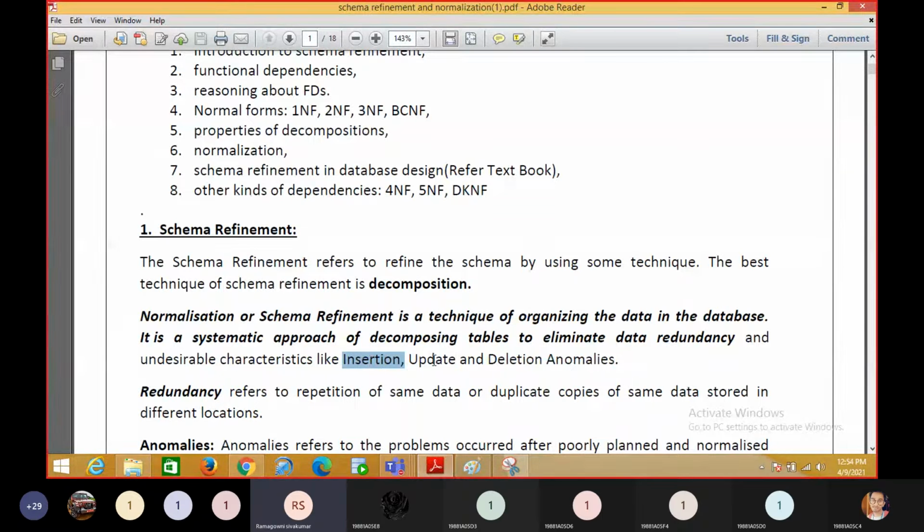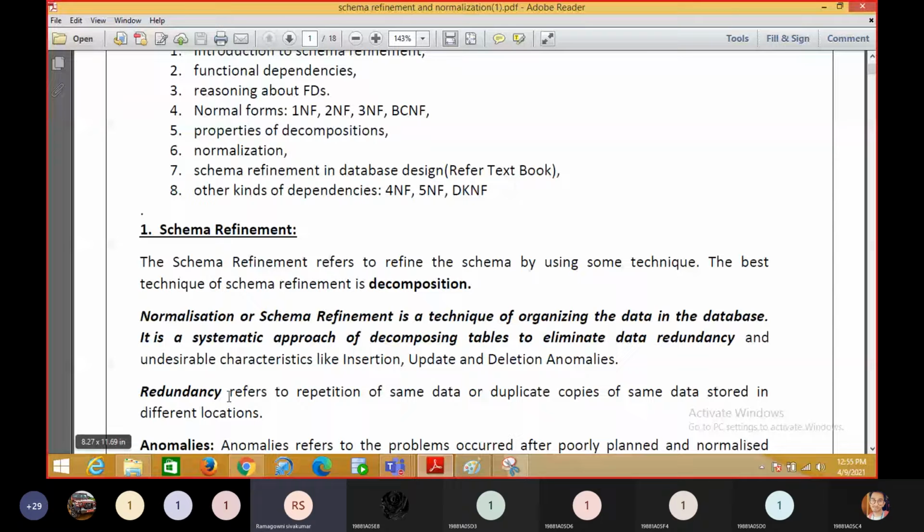While inserting we have a problem, while updating we have a problem, while deleting we have a problem. What are the problems? We will see next. Insertion problem, updating problem, and deletion problem. Anomalies mean problems. While inserting data, what is the problem? While updating data, what is the problem? While deleting data, what is the problem? We will see here.